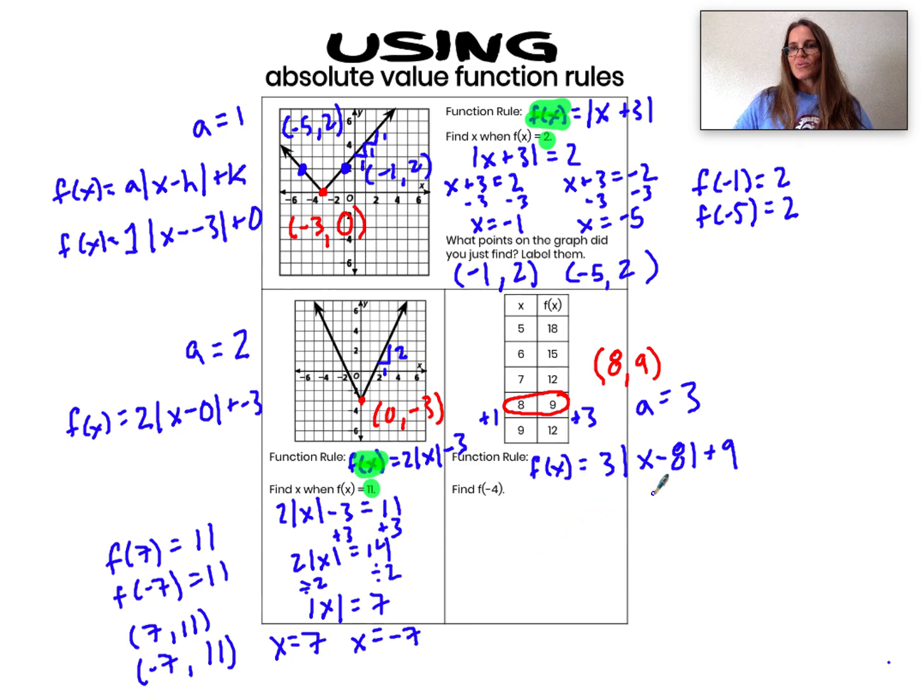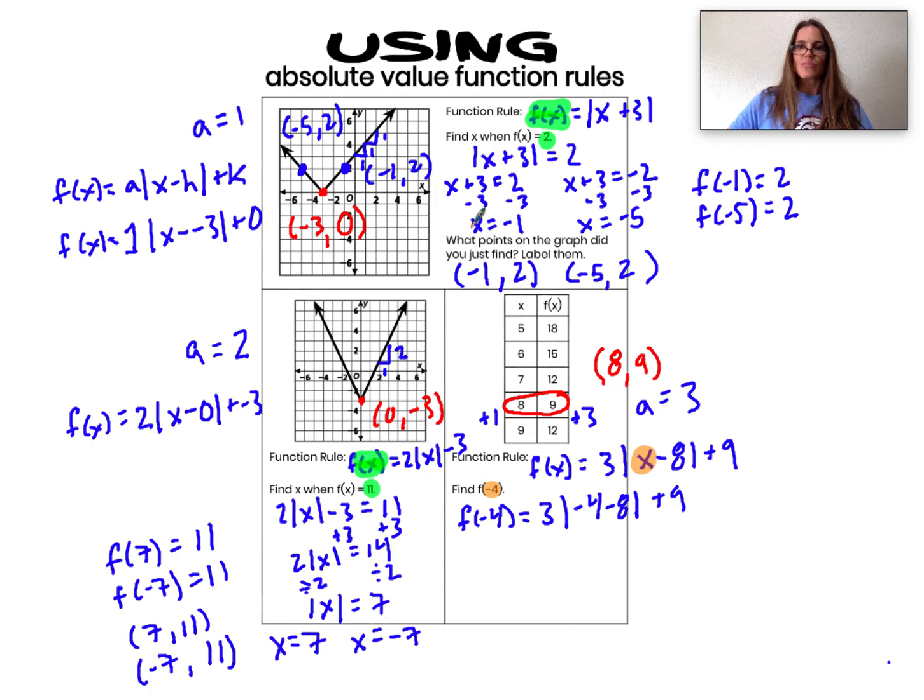Now, luckily, I could do it, but it would be a little bit of effort to solve an equation involving this function rule. I'm not going to be solving an equation here because I'm not given the value of the output. I'm given, in this case, the value of x, the value of the input. I'm asked to find f of -4. That means x is -4, and I'm going to plug in -4 into my function rule. All right, f of negative 4 equals 3 times the absolute value of negative 4 minus 8, plus 9.